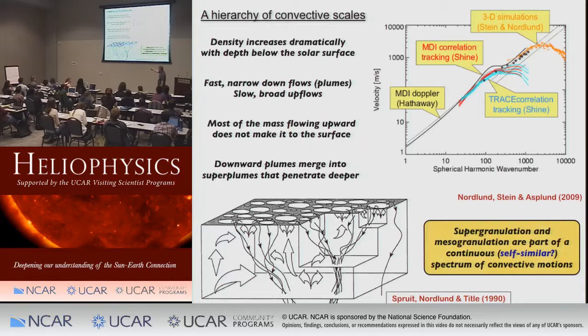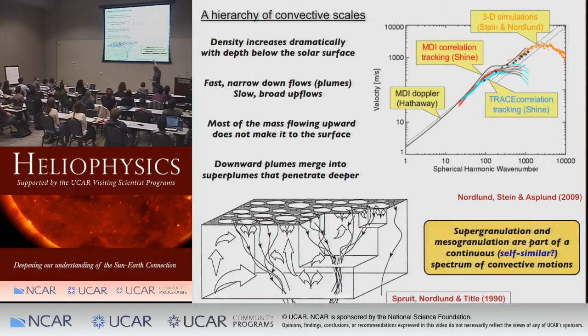So you have this network, this downflow network at the surface, and they merge into larger and larger superplumes as they go down. So the length scales of the convection increase as you go down. So if you look at the distance between two plumes, it's 1 to 2 megameters up here, but down here it might be 30 megameters. So this increase of time and distance scales as you go down is likely responsible for that supergranulation.